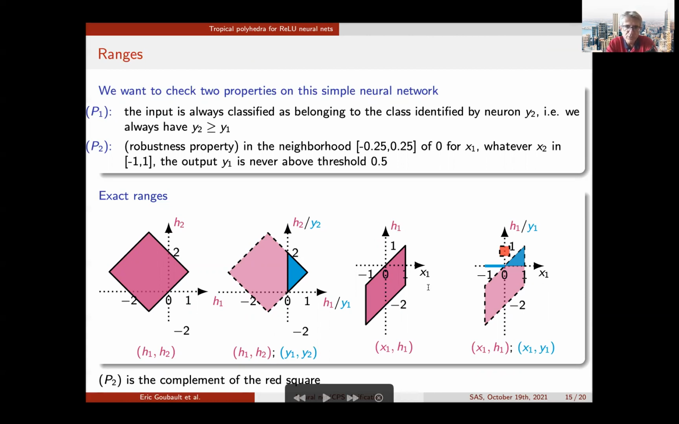When you look at the H1, X1 plane, you see that parallel top, and taking the ReLU function on this parallel top gives you this funny shape, which is actually a tropical polyhedron, blue segment and this blue triangle. And you can see that the specification P2 tells you that the output Y1 in blue should not intersect the red region here, which is the case. So P2 is always going to be true.